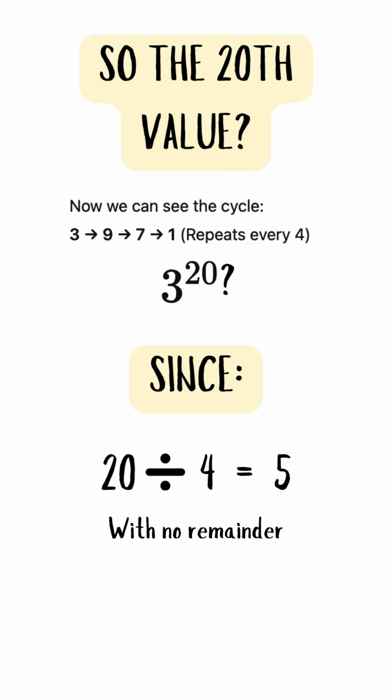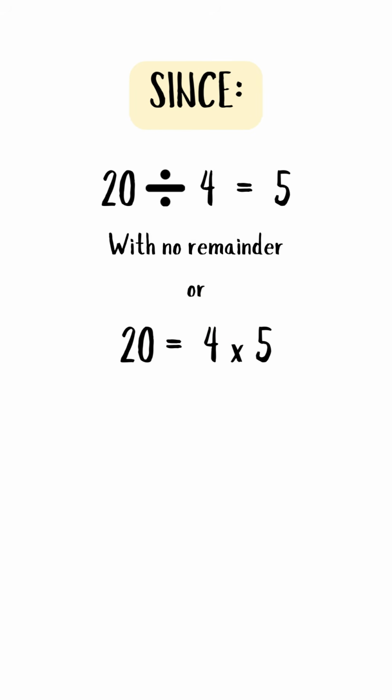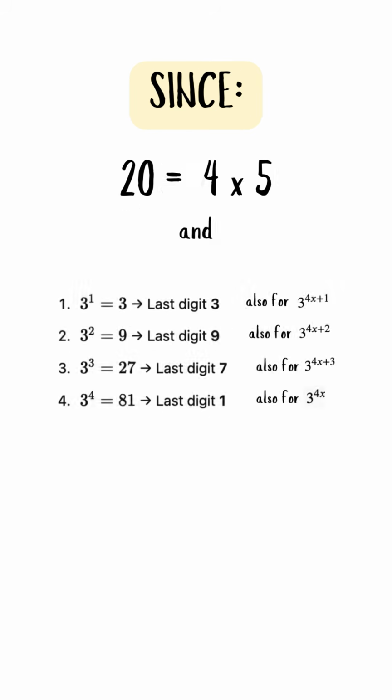Since 20 divided by 4 is equal to 5 with no remainder, this means that 20 is equal to 4 times 5. Now since this pattern is repeating, the last digit being 3 would work for every fourth exponent plus 1. So this is for 3 raised to the power of 4x plus 1. The second one, which is last digit 9, would also work for 3 to the power of 4x plus 2, and so on. Meaning last digit being 1 works for 3 raised to the power of 4x.